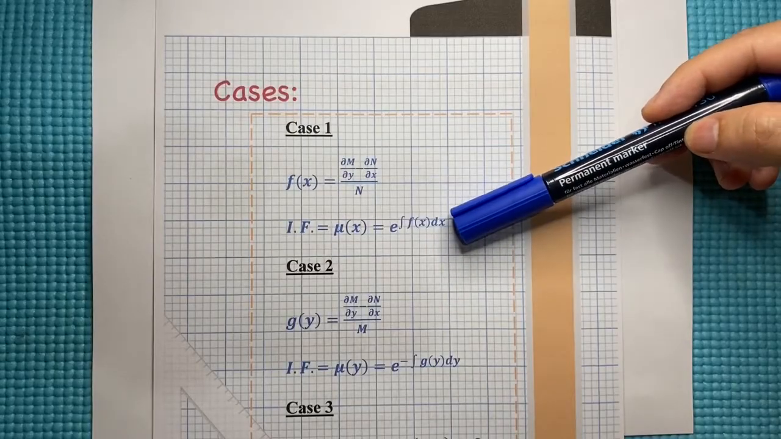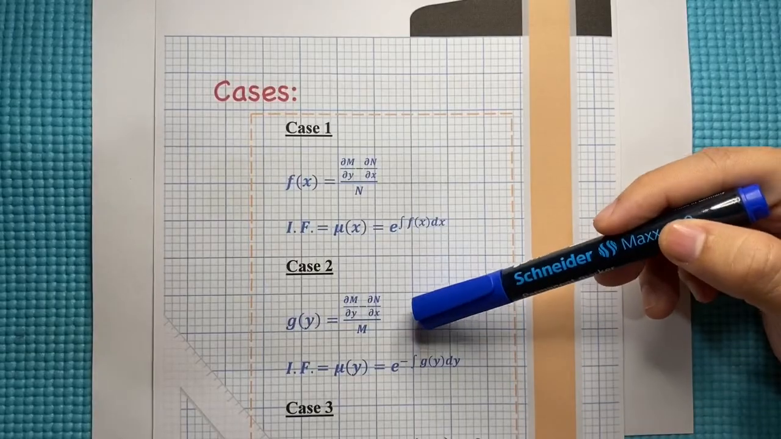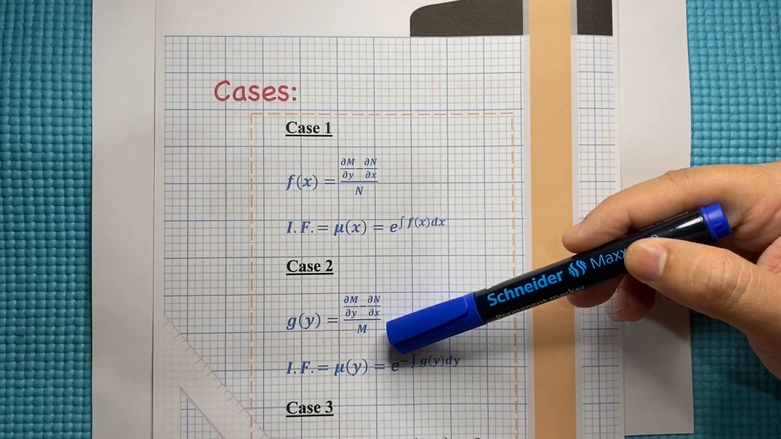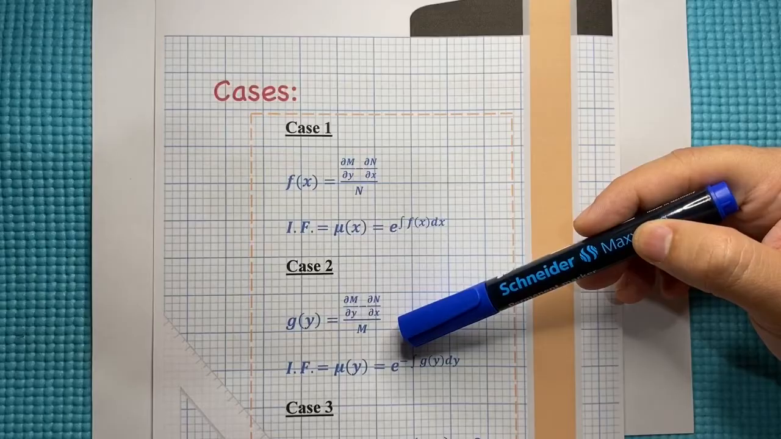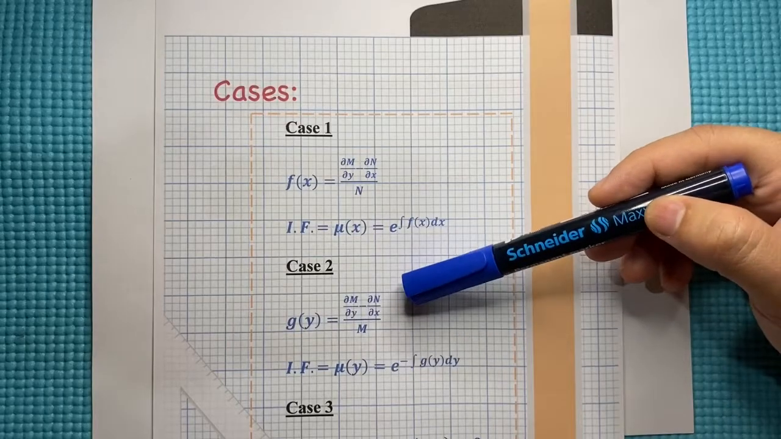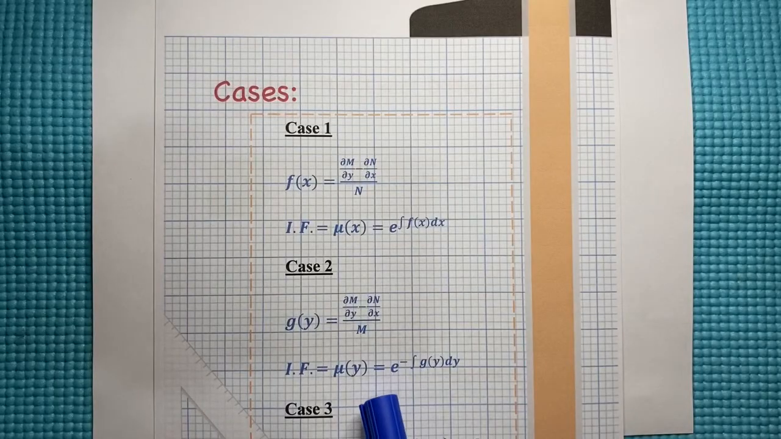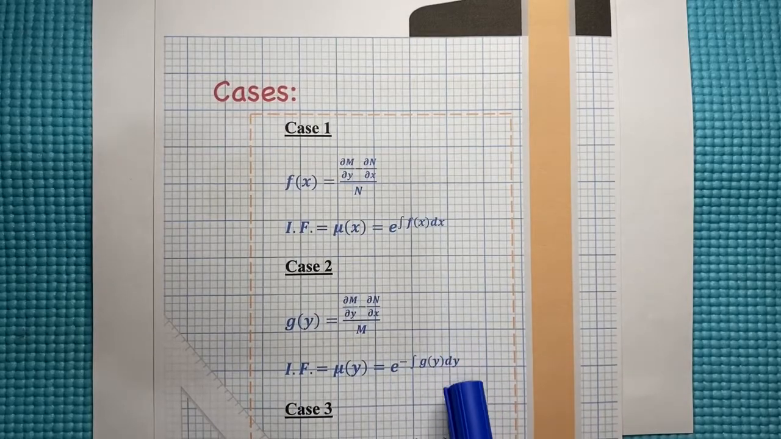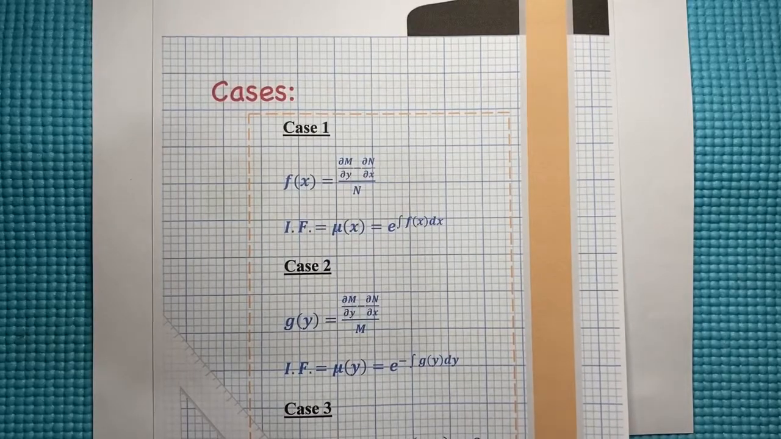On the other hand, if the difference of the two partial derivatives is divided by the M function and it yields a function of y alone, then that is classified as case 2. In that case, to determine the integrating factor, we compute e raised to negative the integral of g of y dy. So that is for case 2.